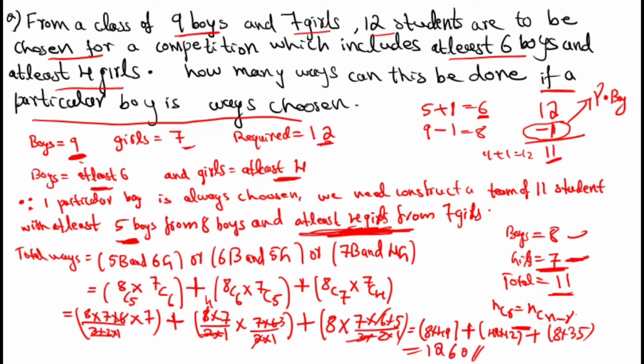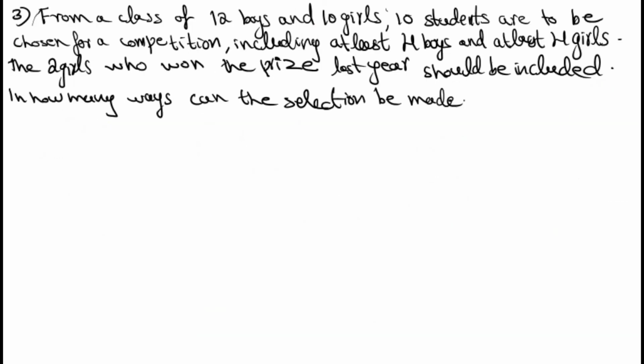Remember, since one particular boy is always selected, the total number reduces to 11. Total number of boys reduces to 8. Okay, then as usual you need to select the boys. The actual given condition is at least 6 boys. Since one boy is already selected, your condition is at least 5 boys. Okay, see the next question.